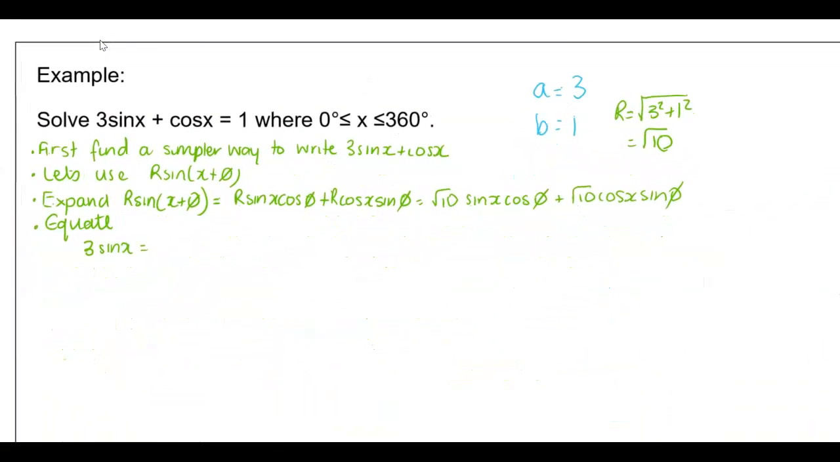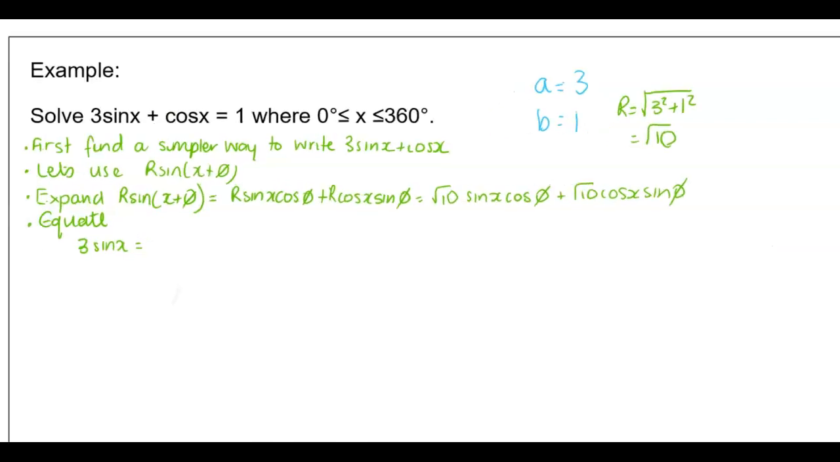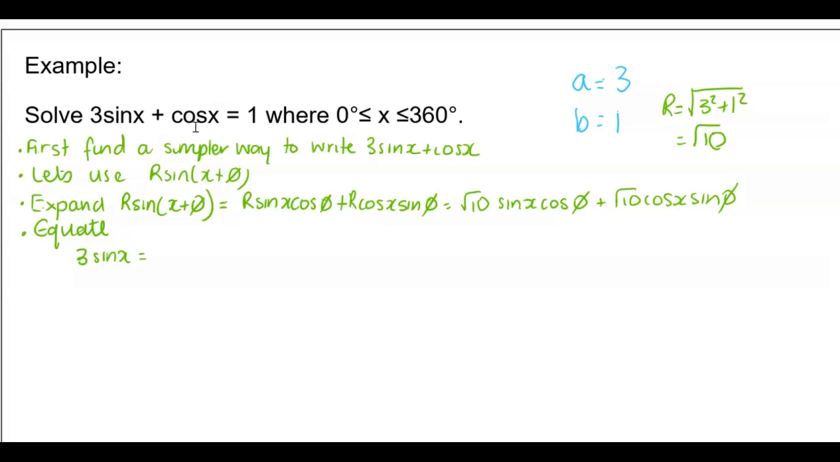Okay, this one's a little bit harder. So what we're going to do is we're going to be looking at solving this one. But in order to solve this, I guess in a question you might not know straight up in a HSC exam or a trial that it is an auxiliary angle question. But if you have a look at that and you try to solve that in any other way, so if you try to move the cos x over to the other side, you're going to get 3 sine x is equal to 1 minus cos of x.